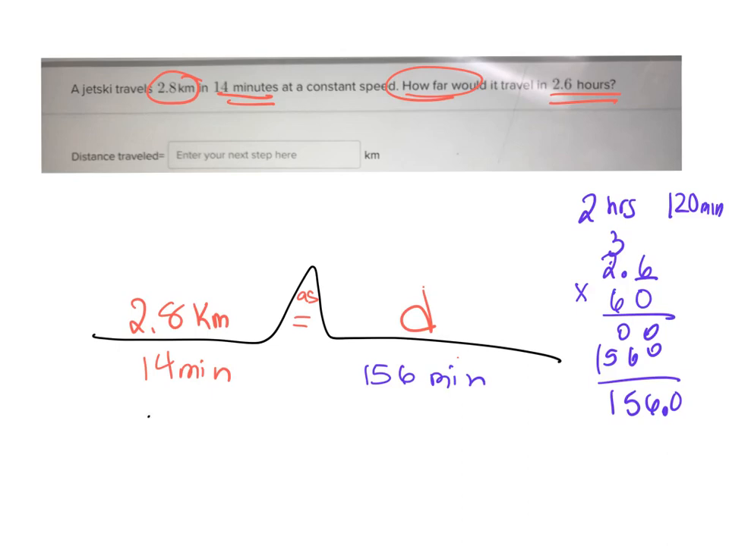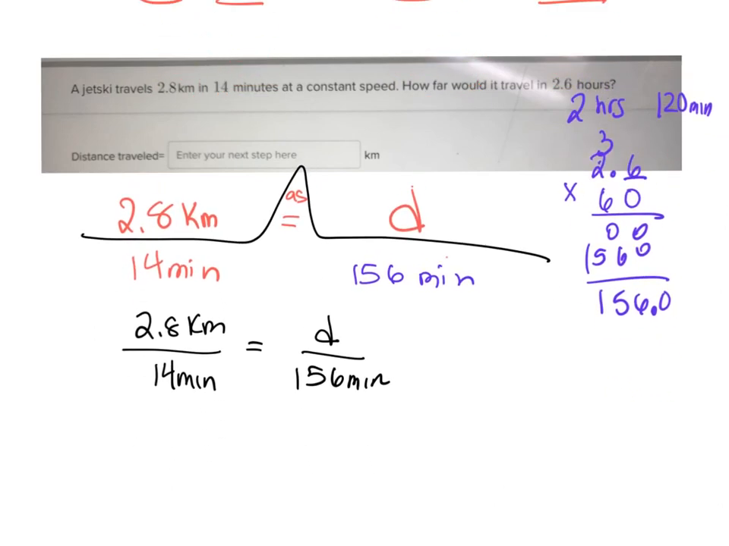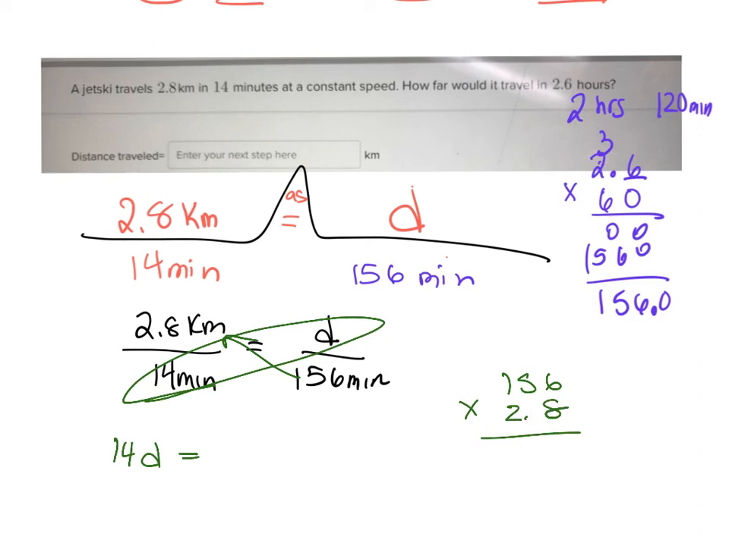We have 2.8 kilometers is related to the 14 minutes in the same way that how many kilometers is to the 156 minutes. And what do I do now? How can I solve this now? Cross multiplication. Cross multiply. 14 times D is equal to whatever 156 times 2.8 is. And again, you don't need to line up decimal places with multiplication. You just line up the units.